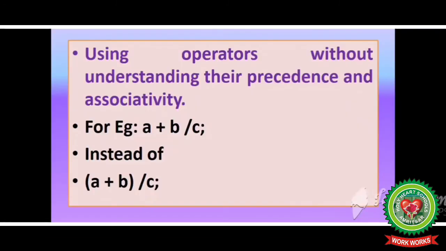See the next logical error: using operators without understanding their precedence and associativity. Precedence means order of evaluation and associativity means how they relate to each other. For example, a plus b upon c, semicolon, upon means divide. So according to precedence, firstly the divide sign will be evaluated, then the plus sign. So if we want to evaluate a plus b first, then we have to write a plus b in round brackets, upon c, semicolon. So this kind of error relates to logical errors that give the wrong output.